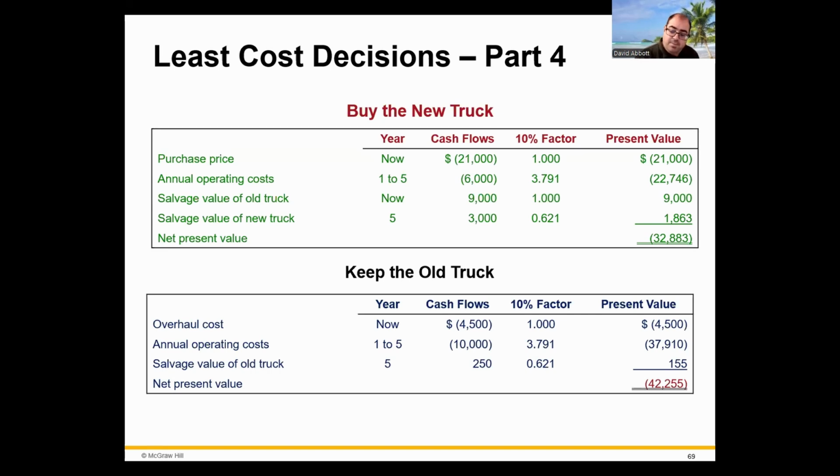But anyway, the net present value in favor of purchasing a new truck is 9,372, because you subtract the 32,883 from the 42,255, and you come out that it's going to be $9,372 cheaper to just go ahead and buy a new truck.